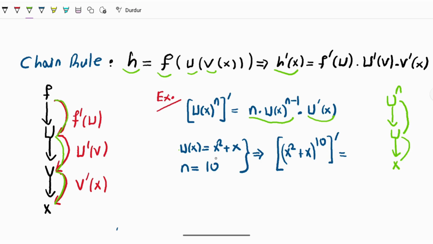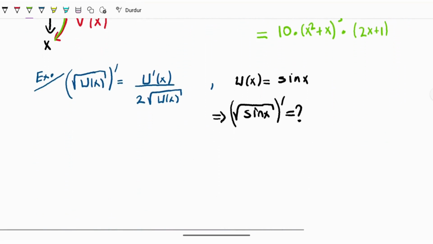So consider this particular case. We suppose that u of x is equal to x squared plus x and n is equal to 10, and derivate this function. Let me write here. So in that case, we write 10 times x squared plus x to the power 10 minus 1, 9, times the derivation of x squared plus x, that is 2x plus 1.